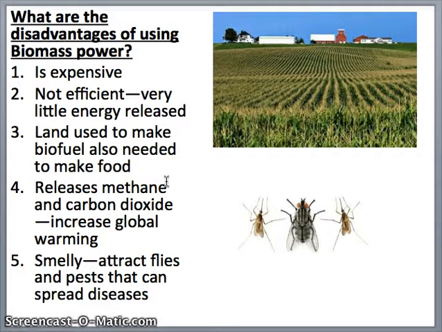Burning some biofuel or using anaerobic digestion can release methane and some carbon dioxide, which still are global greenhouse gases that can increase global warming. Finally, methane can be very smelly, that can attract flies and pests more often, and that can actually spread more disease. So that's another disadvantage.